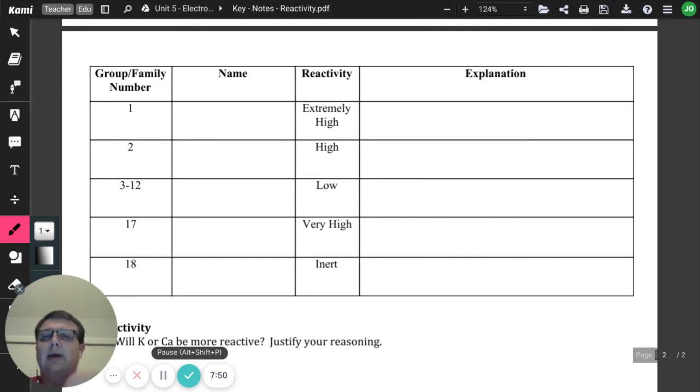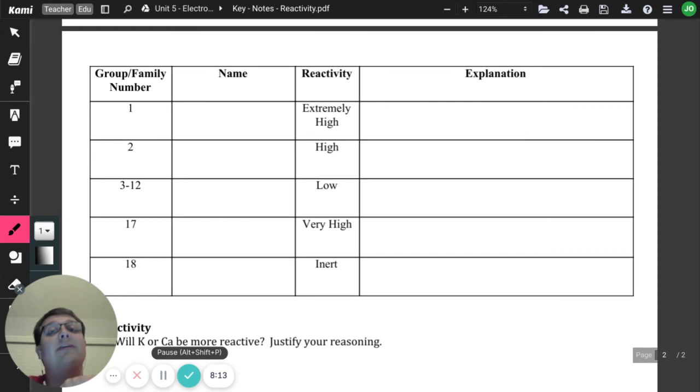And last is group 18. Group 18, which is our noble gases, are actually inert. Now remember, inert means they are non-reactive. Well, what does non-reactive mean? Why would they be non-reactive? Well, non-reactive again would mean it doesn't react, right? But why? Well, they wouldn't be reactive because they're nonmetals, right?